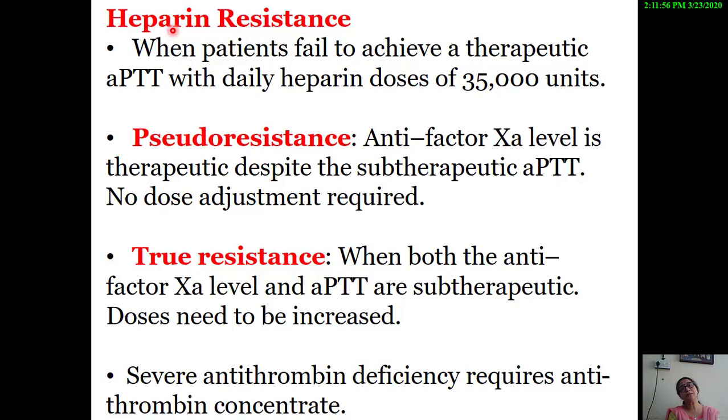Now, the probable hypothesis which has been given to explain the cause of pseudo resistance is that in these patients there could be an increase in the levels of factor 8, or there could be an increase in the fibrinogen levels. So even when you test for APTT levels before starting treatment with heparin, these patients will have a shorter APTT level. So this is in the case of pseudo resistance, and we do not need to modify or change the dose of heparin in those patients who show pseudo resistance to heparin.